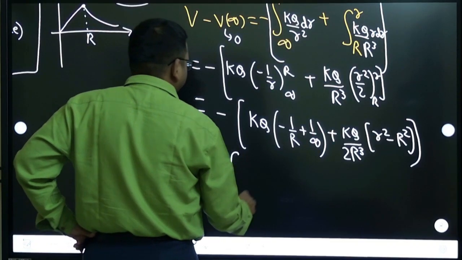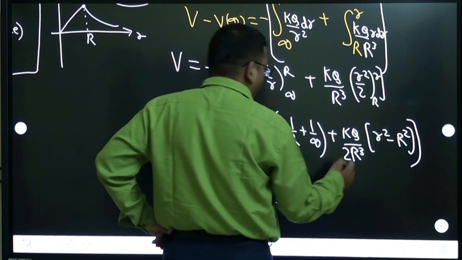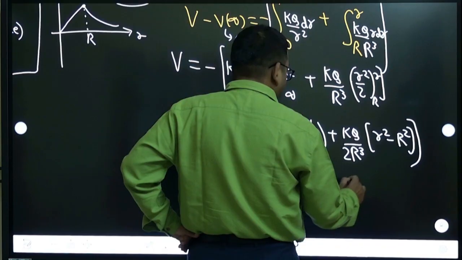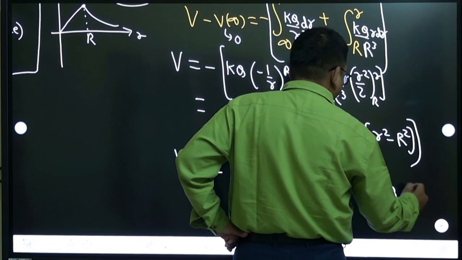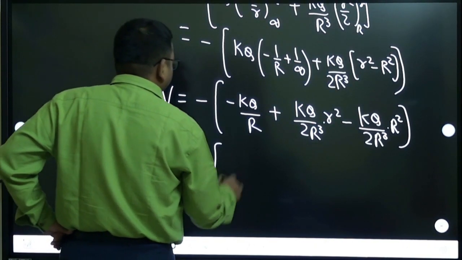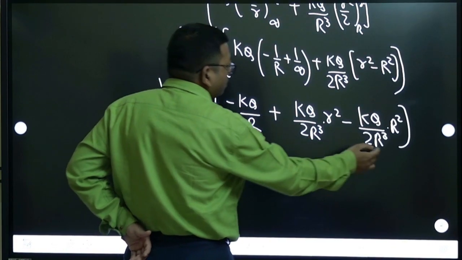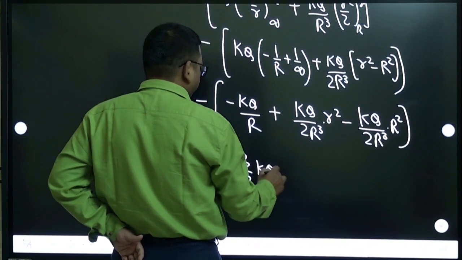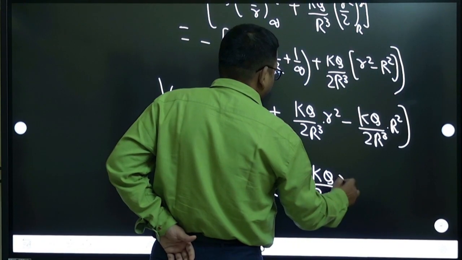So potential comes as minus 1 by infinity, which is 0, so it is minus kq by R plus, open this, kq by 2R cube into r square minus kq by 2R cube into R square. Open this. So potential is minus, this R square, R will cancel out, and minus this and minus, so minus 3 by 2 kq by R will come, and this becomes plus kq by 2R cube into r square.